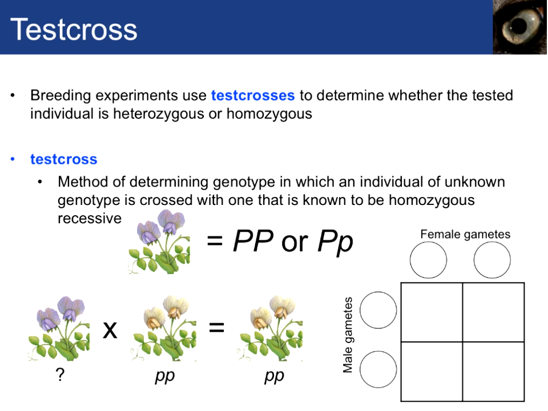If, on the other hand, you cross an unknown with the known homozygous recessive and you get any white plants, you know that this unknown was a heterozygote. So let's just look at that. Let's put the known up here, the white flowers that we know, and let's see what happens when we cross it with a heterozygote.